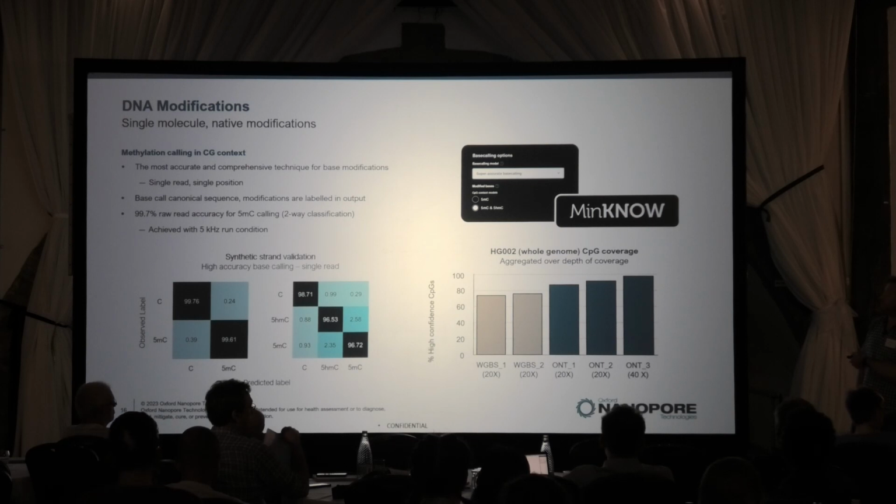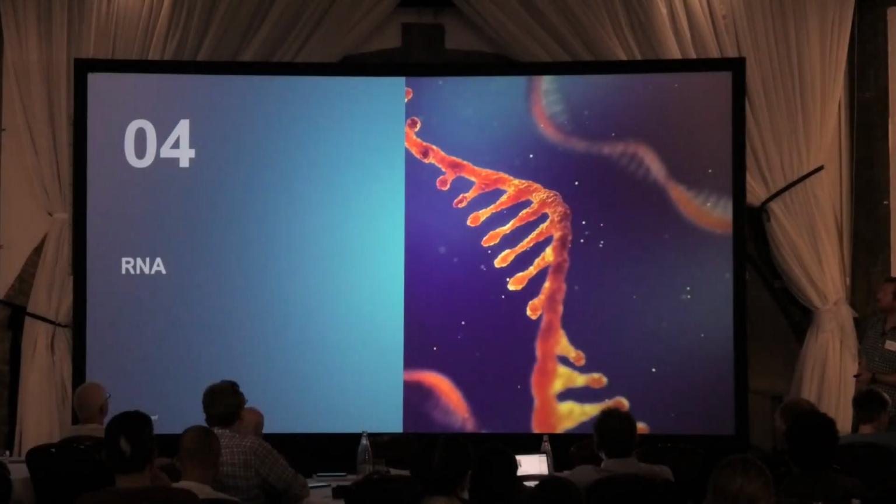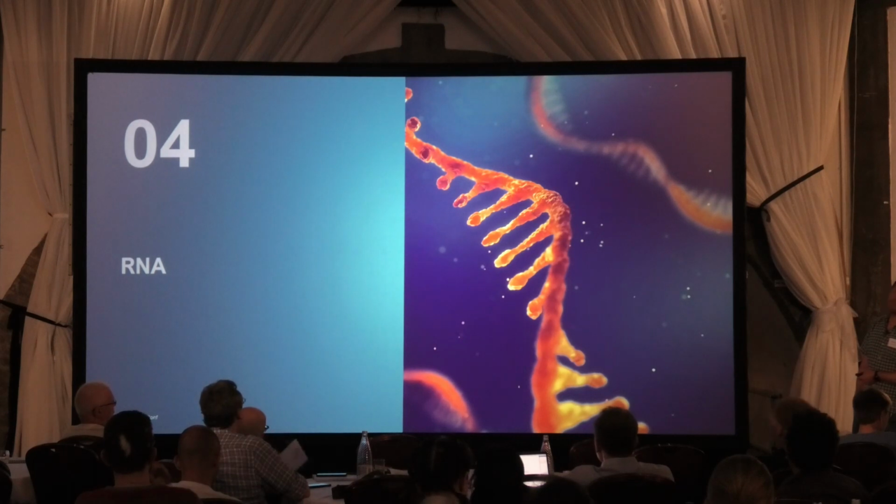So we've done this for 5MC and 5HMC. We've also got a 6MA model just coming through, and we're hoping to add to this list of other modifications that will be detected automatically when you sequence your native sample. We can also do RNA as well.